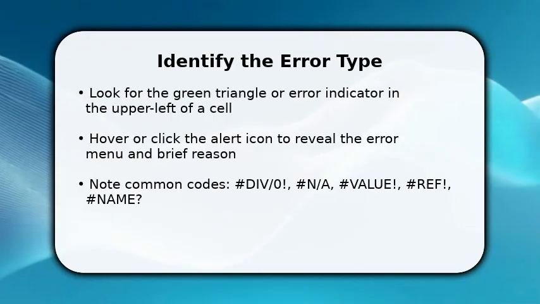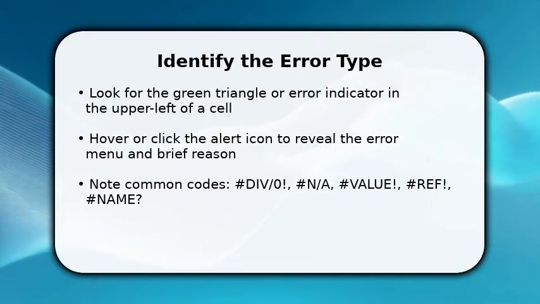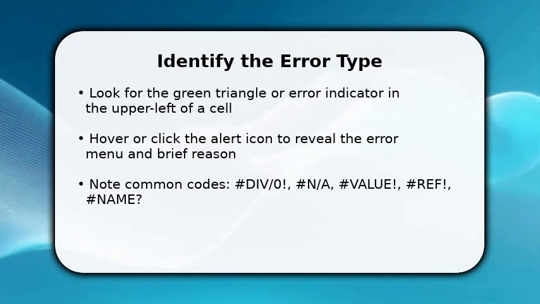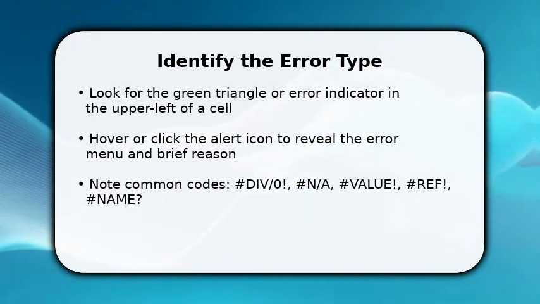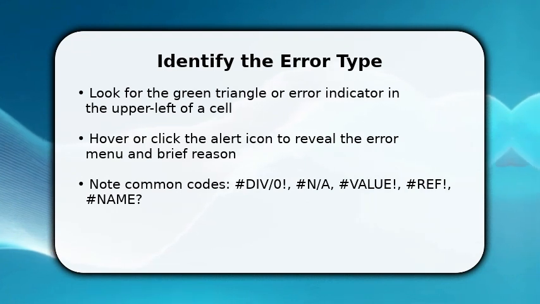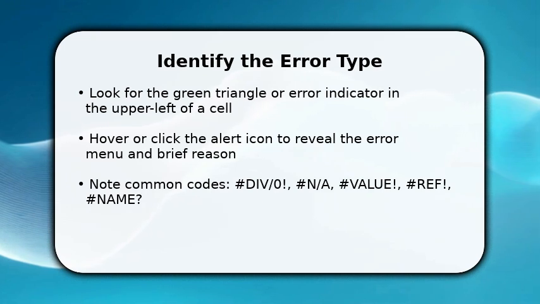Enjoy the video. You start by identifying what Excel is complaining about and why. Click the cell with the green triangle, then open the small error menu to read the message. This tells you whether it's a formula, reference, or data type issue.